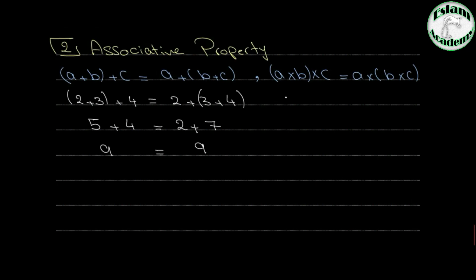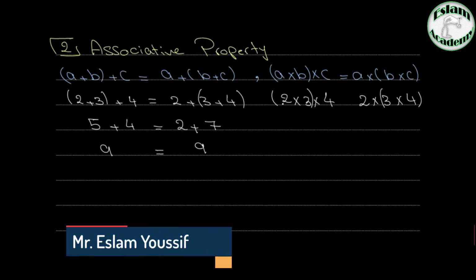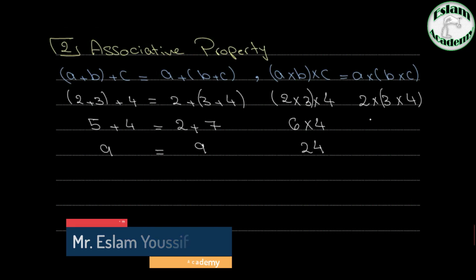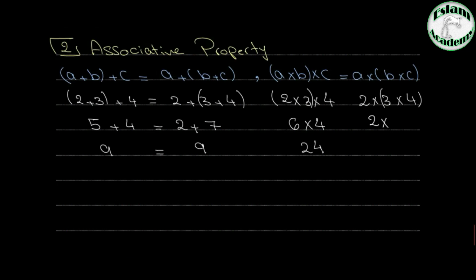We can check for multiplication as 2 times 3 times 4. For the first one, we have 2 and 3 inside the bracket. For the second one, we have 3 and 4. So the first one, 2 times 3, which equals 6, times 4 equals 24. For the second one, we have 3 times 4, which equals 12, 2 times 12, which equals 24.